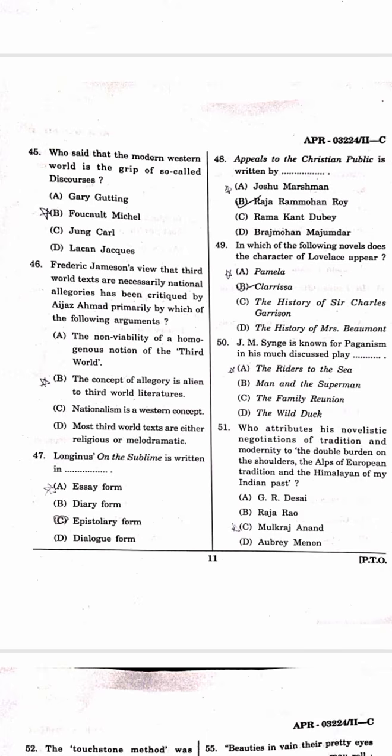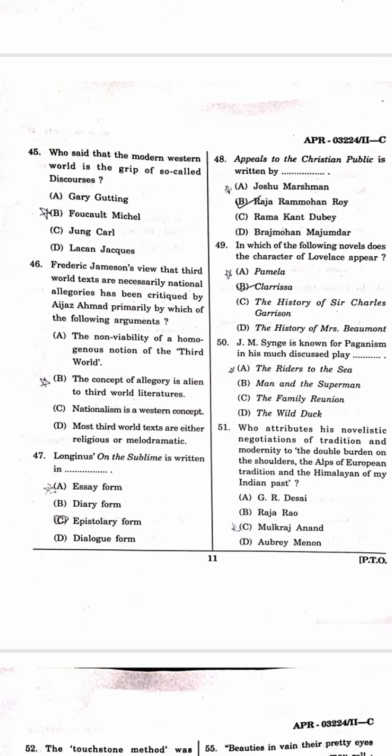Question number 46. Fredric Jameson's view that third world texts are necessarily national allegories has been critiqued by Aijaz Ahmad primarily by which of the following arguments? And the correct option is option A, the non-viability of a homogeneous notion of the third world.